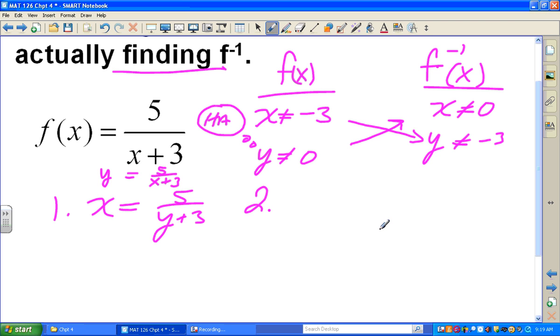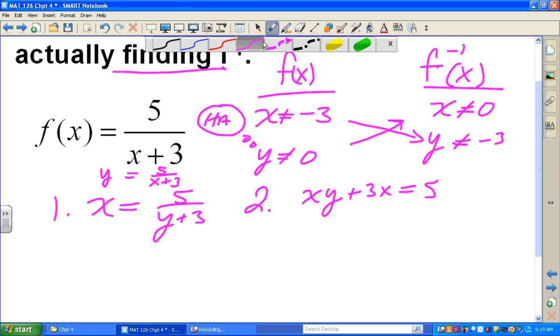How do you solve for y? Devin? Multiply it over? Sure. X times y is xy, and x times 3 is 3x, equals 5. I multiplied it over. Isn't that what you said? I multiplied by y plus 3. X times y is xy, x times 3 is 3x.